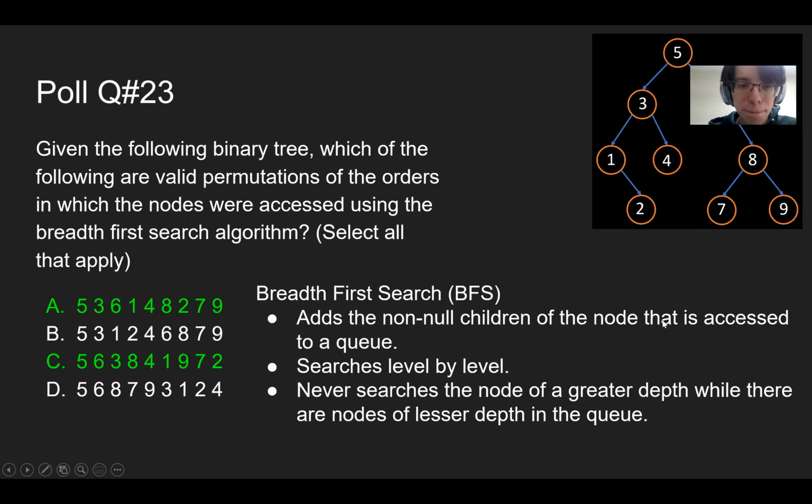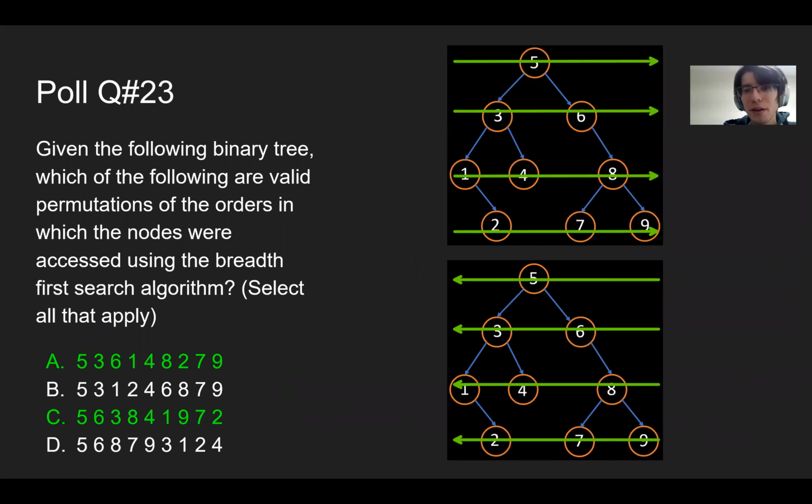So these are the two ways of doing it. We prioritize going left at each level, or we prioritize going right at each level. Either way is valid for a level order traversal, breadth first search, or breadth first traversal.